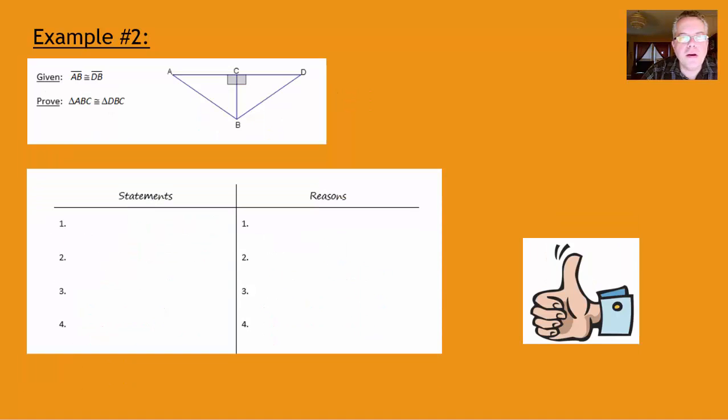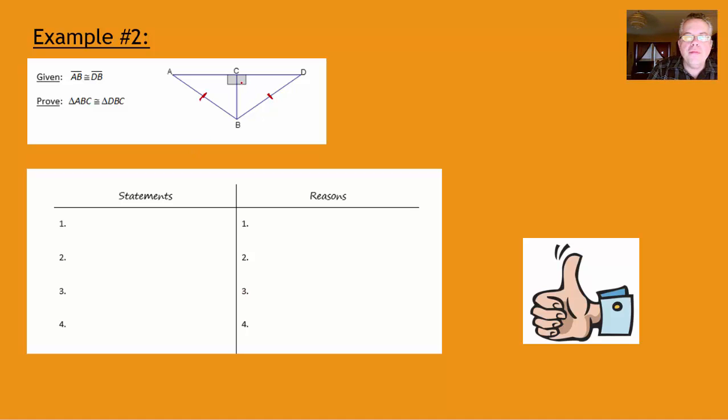Okay, let's look at our second and final example. Here's another figure, and let's take a look at the given information. It says AB is congruent to DB. That wasn't marked, so I'm going to mark it. This side is congruent to that side. Again, before we start writing statements and reasons, let's see where this is going. It's like creating an outline of the proof. How is this going to go?